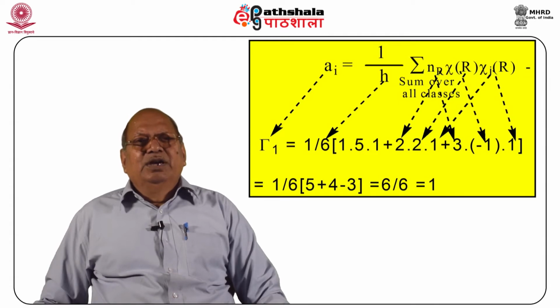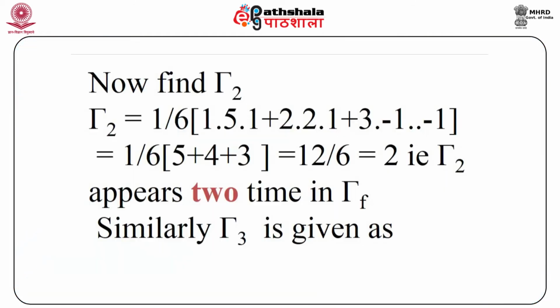So, like this we have 1 by 6 into 5 plus 4 minus 3, that is 6 by 6, which is equal to 1. Thus, tau 1 is present one time in tau F. Now, let us find out tau 2.